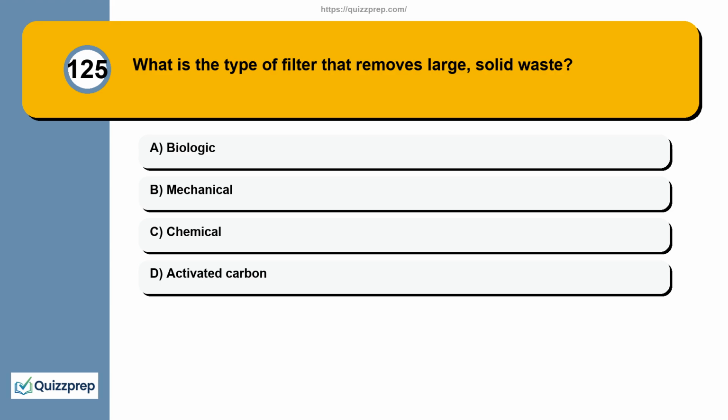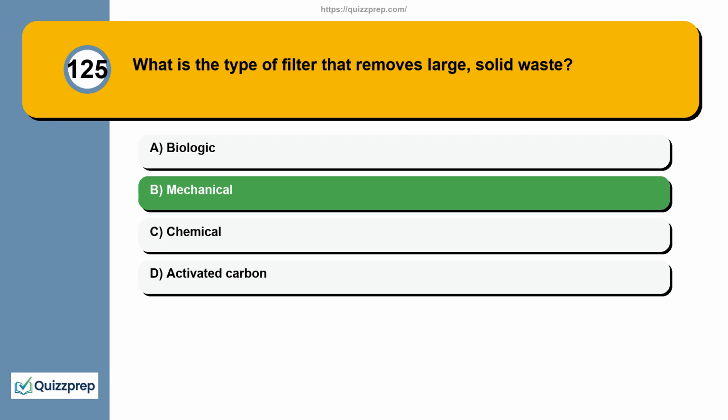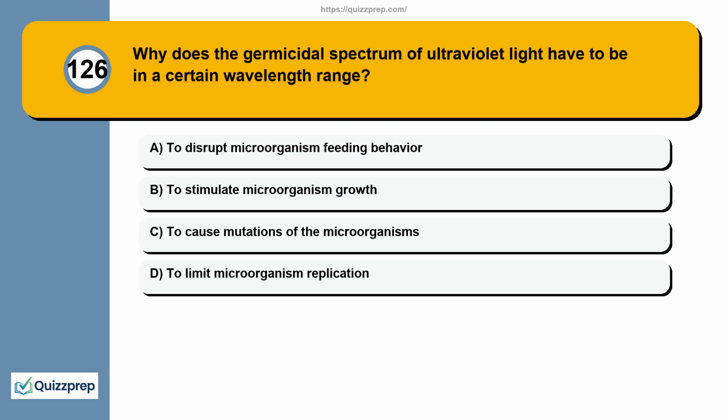Question 125. What is the type of filter that removes large, solid waste? Option A, biologic. Option B, mechanical. Option C, chemical. Option D, activated carbon. The correct answer is option B, mechanical. Question 126.